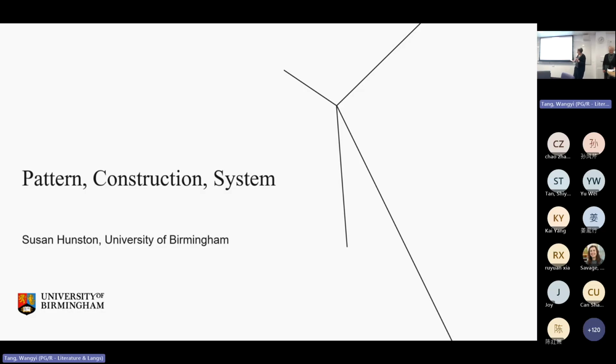So in the presentation today, called Pattern Construction System, Reconciling Approaches to Lexis and Grammar, Susan is talking about one of her projects that has drawn on several major different linguistic frameworks to create a more unified approach to our understanding of lexis and grammar in English. And of course, hopefully that will bring us even new insights into language structures and meaning.